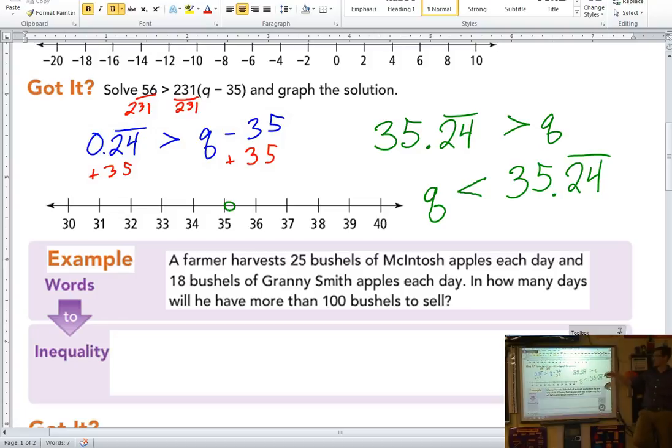35.23. So let's be easier. So 35 would work, right? Or 20. Could that work? Yeah. Could 10 work? Yeah.